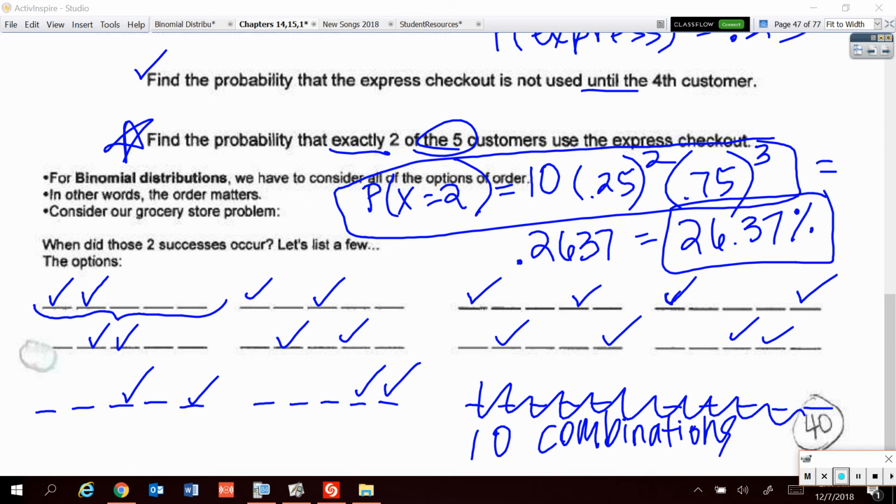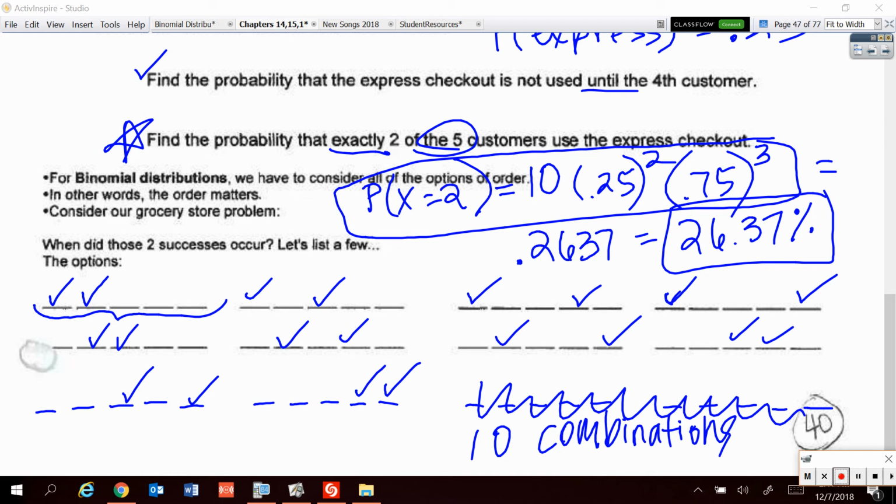Okay, odds tell the evens, so the evens tell me right here. Who's even? Okay, what do you say? Perfect. 26.37% chance that exactly 2 of the 5 customers you selected are using the express checkout. Perfect.